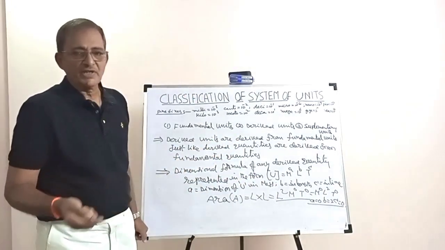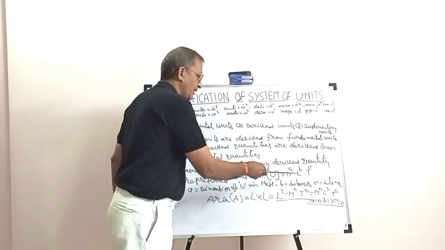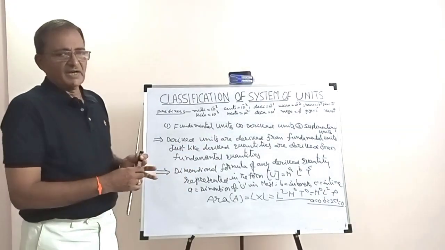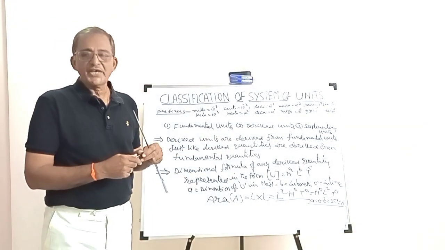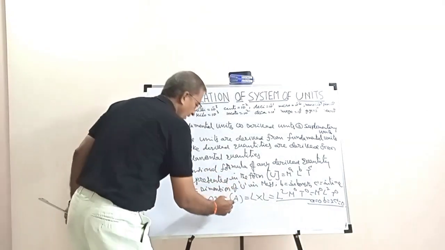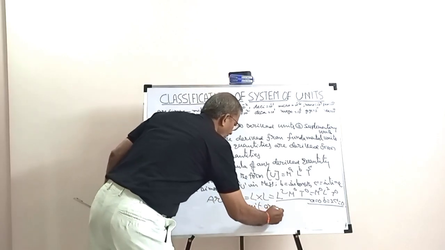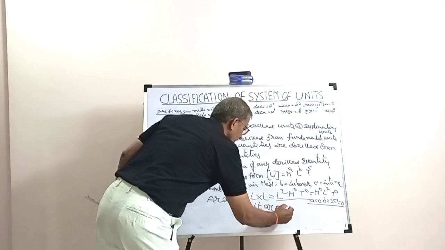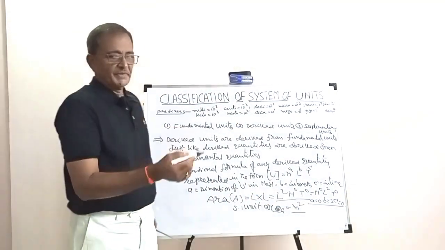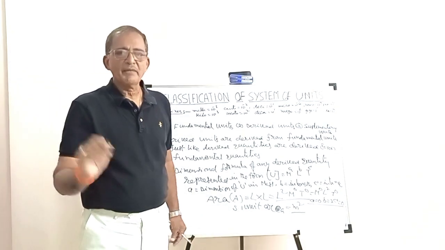quantity in the form of dimensional formula. And next, by substituting suitable units for mass, length, and time, we can get the units of derived quantity. For example, in SI system, what is the SI unit of area? As you know, length is measured in meter. The SI unit of area is meter square, because length is meter and length is meter. Meter into meter is meter square or square meter.